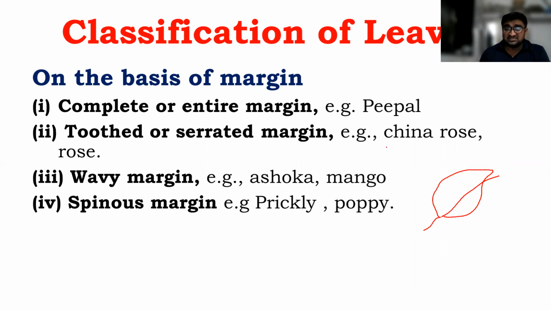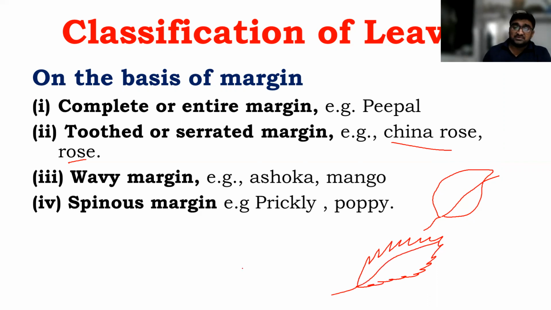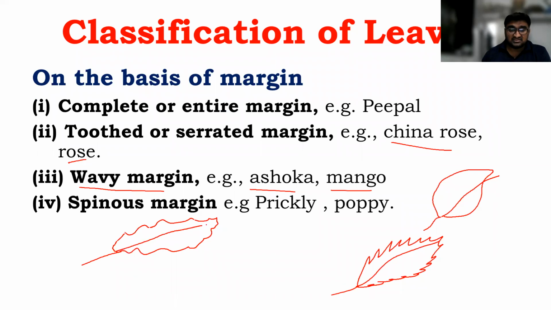Then tooth or serrated margins. For example, in the case of China rose, the margins of the leaflets are serrated or tooth shaped. If the margins are like this, then such leaves are known as tooth or serrated margin leaves. Then the third type, the wavy margin. In the case of the Ashoka plant or mango plant, the margins are like this. If wavy shape margins are present, then such leaves are known as wavy margins. Such a wave-like margin is present.